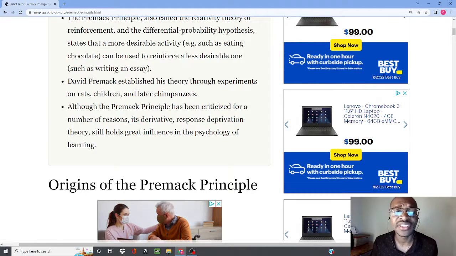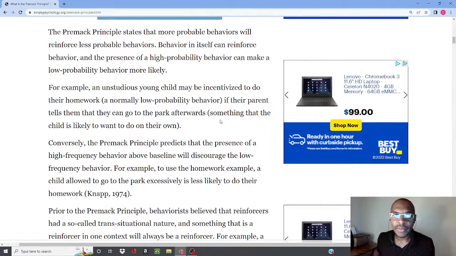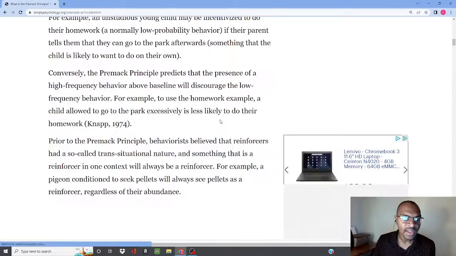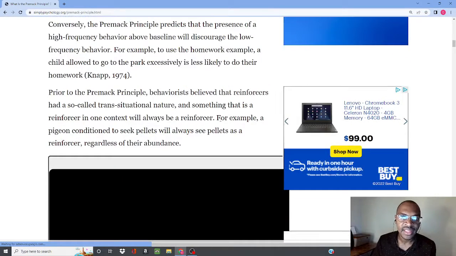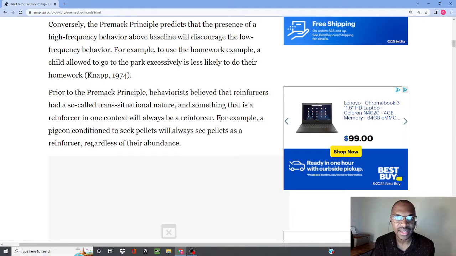All right, so let's get into the origins. The Premack Principle states that a more probable behavior will reinforce a less probable behavior. Behavior in itself can reinforce behavior, and the presence of a high probability behavior can make a low probability behavior more likely. Conversely, the Premack Principle predicts that the presence of a high frequency behavior above baseline will discourage the low frequency behavior. For example, to use the homework example, a child allowed to go to the park excessively is less likely to do their homework, right?